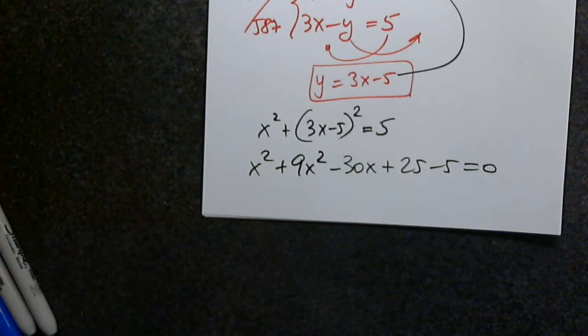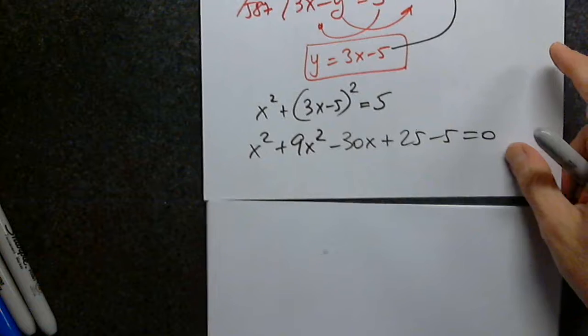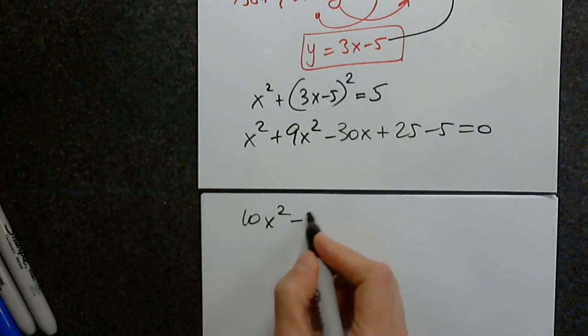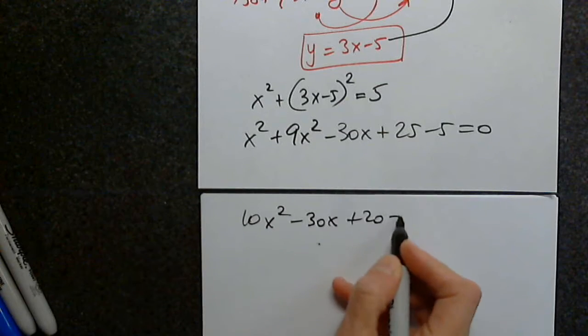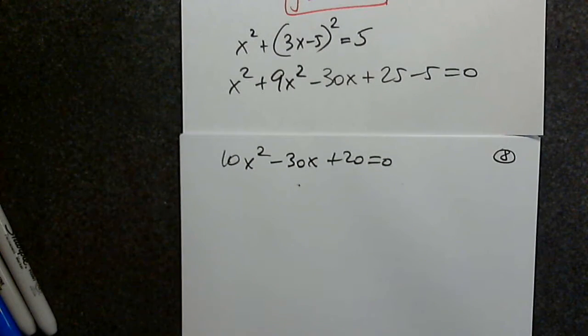Good. So now what type of equation is this? Quadratic indeed. That's why I moved everything to one side. I have to combine like terms and then see what happens. So we have 10x squared minus 30x plus 20 equals 0. And by now you do know me a little bit, and you will tell me what I would do.